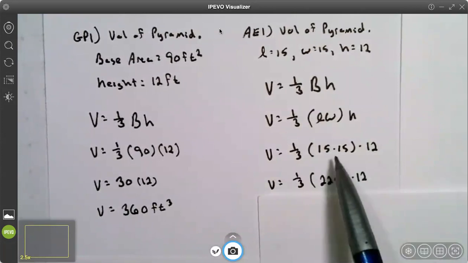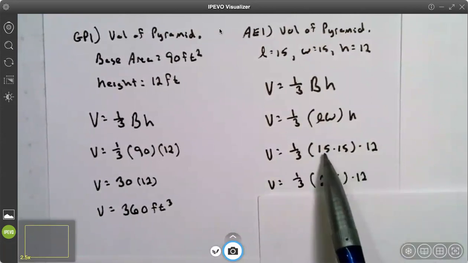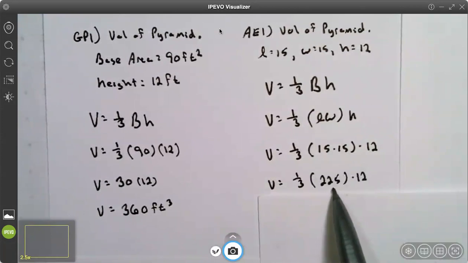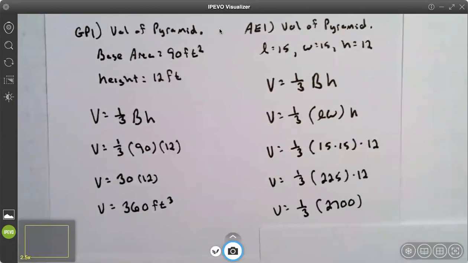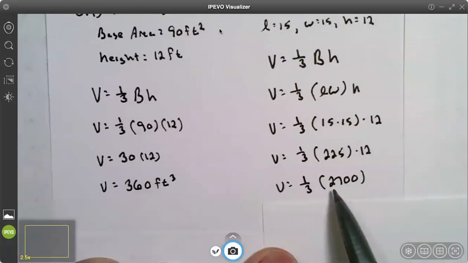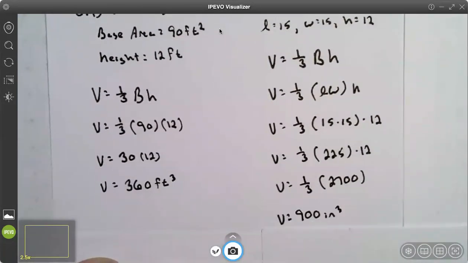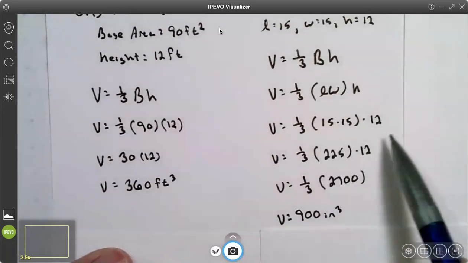Multiply that, and let me just say this. In my calculator, I say 15 times 15, it gives me 225. I leave that in my calculator and I say times 12. I get 2,700. I leave that in my calculator and I say divide by 3, and I get 900. So literally, it only takes me a few seconds to do this.